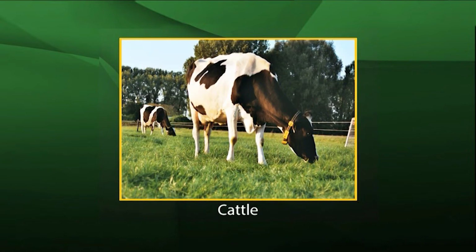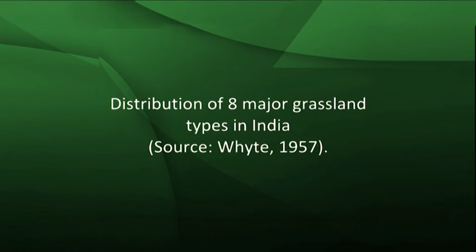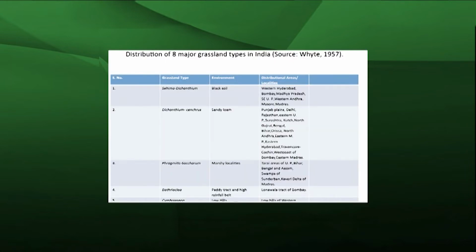Besides destruction of 23% of the standing vegetation by trampling by cattle, the quantum of herbage removal exceeds the amount regenerated. Native grasses here in our state have never been used to develop new pastures, meadows, or for soil erosion control. There have also been no efforts for conservation and development of grasses, grasslands, and rangelands. The distribution of 8 major grassland types of India, according to Whyte, can be seen on the separate table.